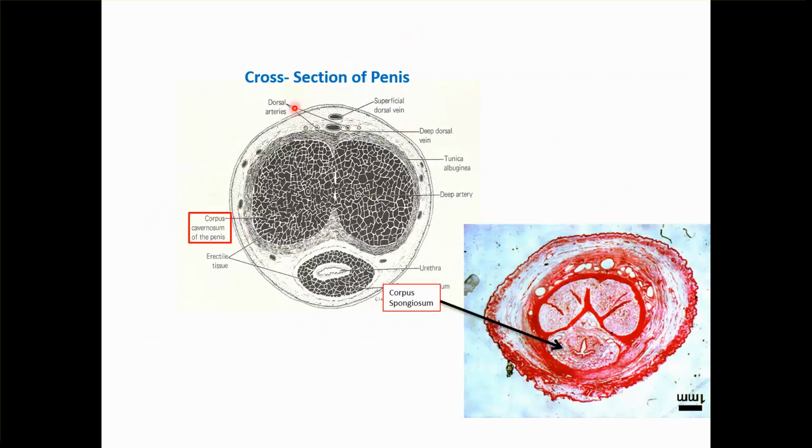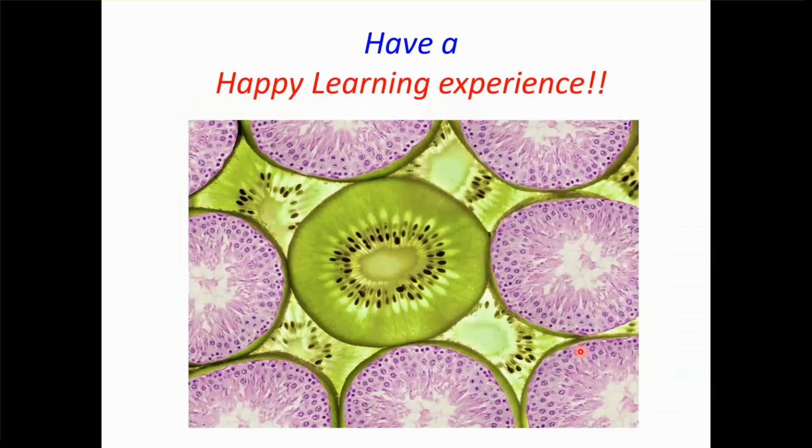You can notice the cross section of the penis, in which the vessels are seen here, whereas the corpus cavernosum of the penis is here, the two erectile tissues, and this is the corpus spongiosum with the penile urethra slit opening over here. Same with the histological section, you can see that this is the corpus cavernosum and this is the corpus spongiosum with the penile urethra.